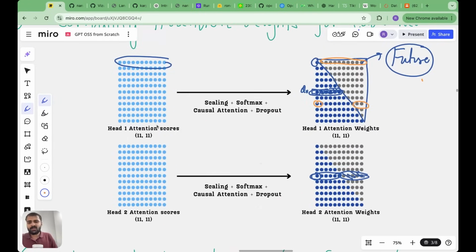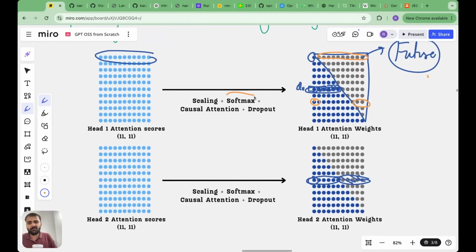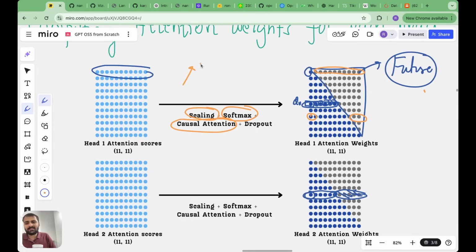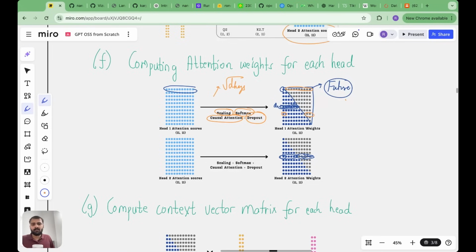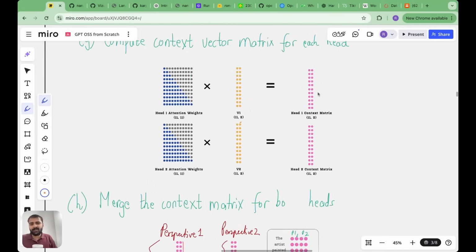So to go from attention scores to attention weights, we do softmax, we do causal attention, and two more things are done. Scaling is done, so we divide by the square root of the keys dimension, and a dropout layer is also applied. Dropout is randomly switching off certain weights to improve the generalization performance when we want to use the model on queries or prompts which have not been seen before. So that's how we get the attention weights.